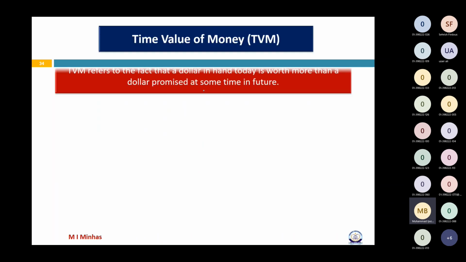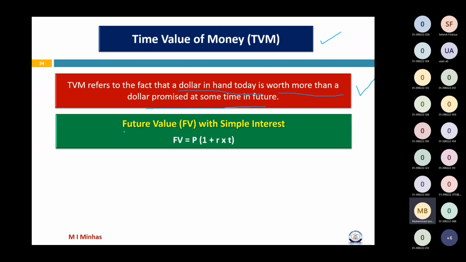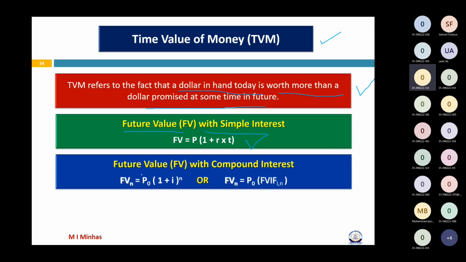So now what is the summary of this concept? What is time value of money? The time value refers to the fact that a dollar in hand today is worth more than a dollar promised at some time in future. This is the basic point that you need to remember. Next, how to calculate future value with simple interest. This was the formula. Any doubts?